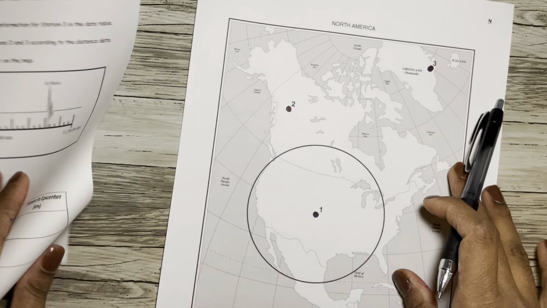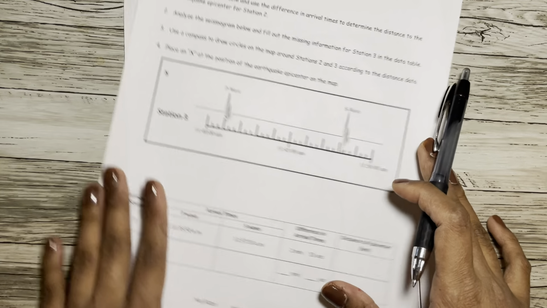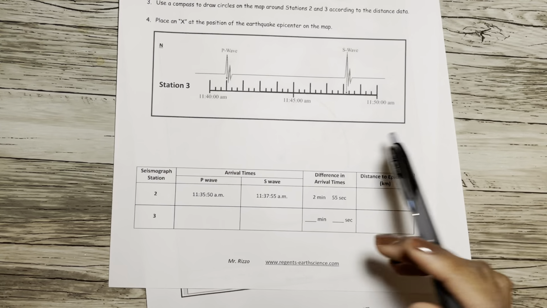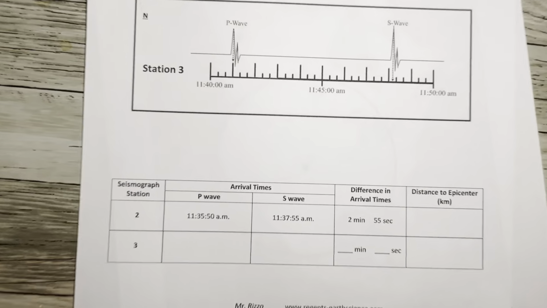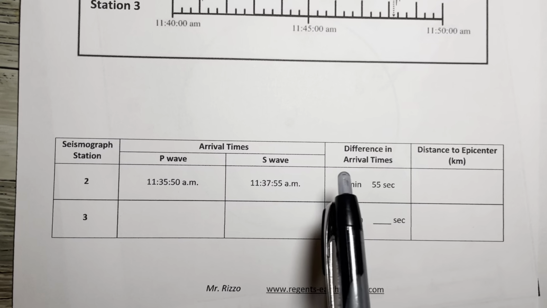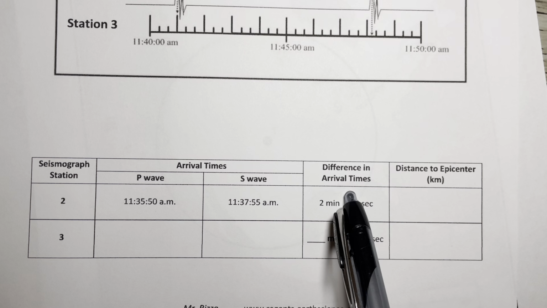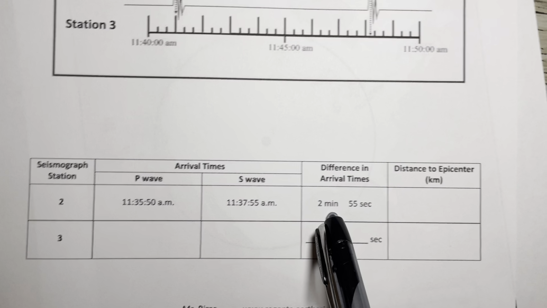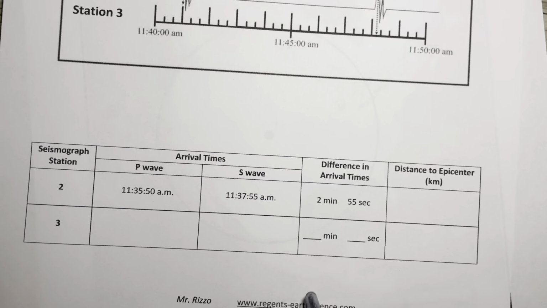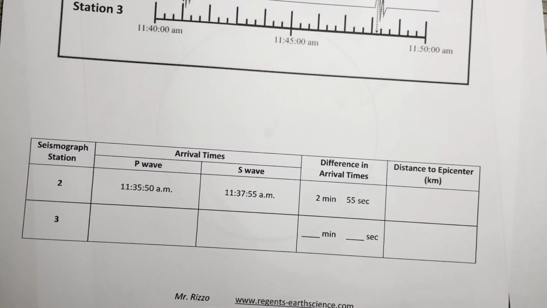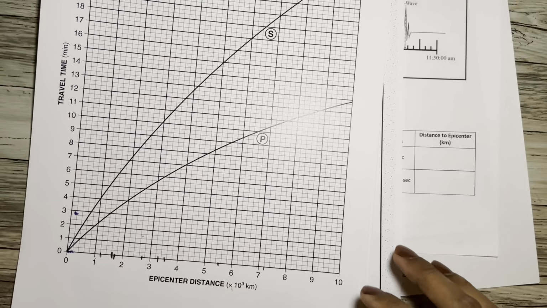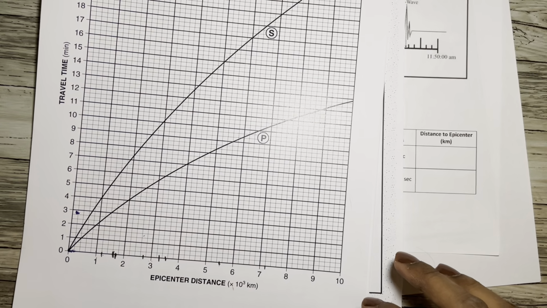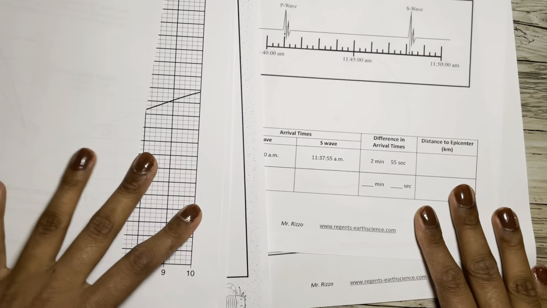So let's get started. On my first page, this data table is showing me that for Station 2, the P wave arrives at this time, the S wave arrives at this time, the difference in arrival is this time of the P and S wave is this. I just need to find the distance to the epicenter. For that, I'm going to be needing my reference table right here and a piece of scrap paper.